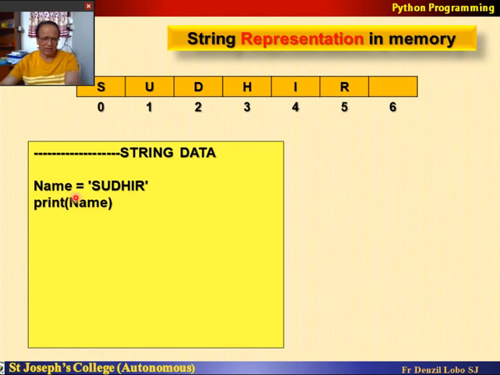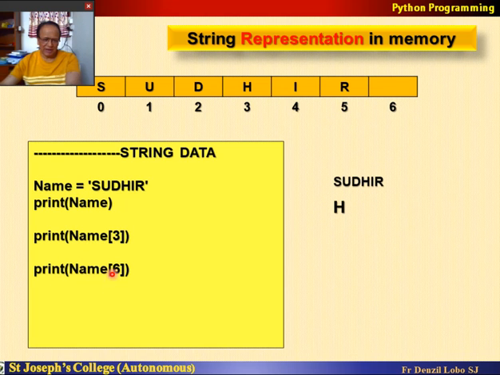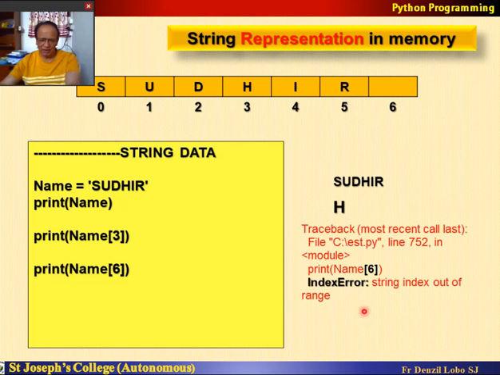Let us see now what happens. Print name, and automatically it prints Sudhir. I can say name[3]. The index 3 is H, therefore it is going to print H. Now if I index name[6], as you see, it is beyond the string, therefore it is going to give you an error: string index out of range. 6 is out of range, the range is only up to 5. Then I say x is equal to 3, and I can say print name[x-1]. x minus 1 is equal to 2, therefore it has to print the character at index 2, and as you see, it prints it.